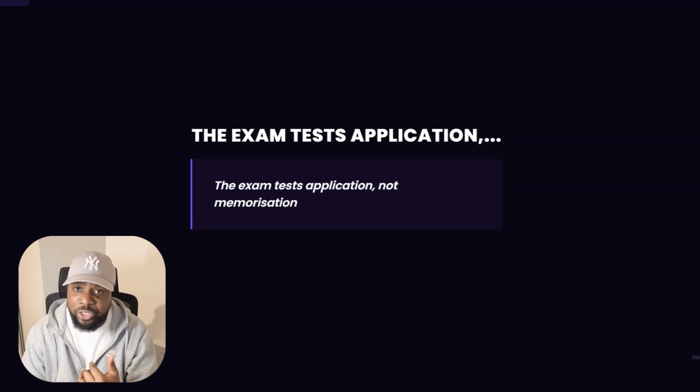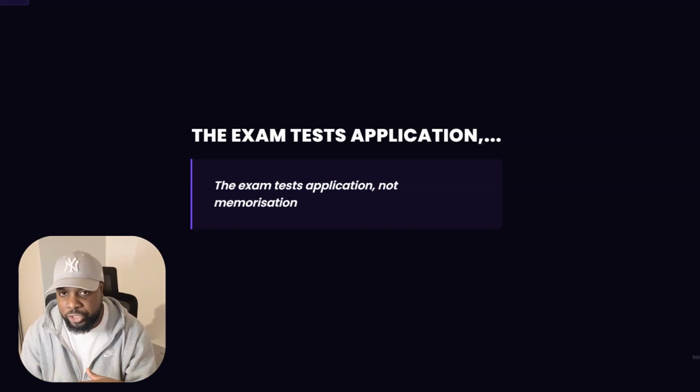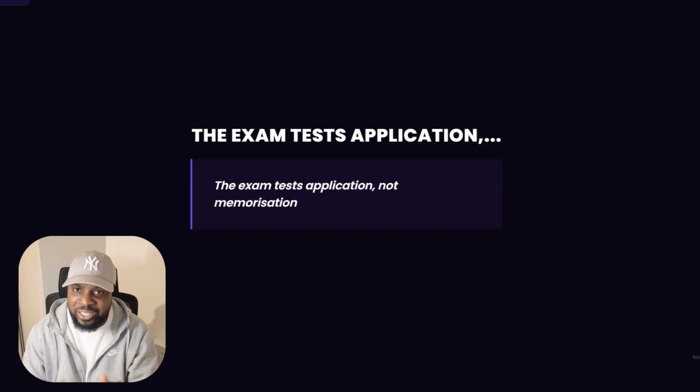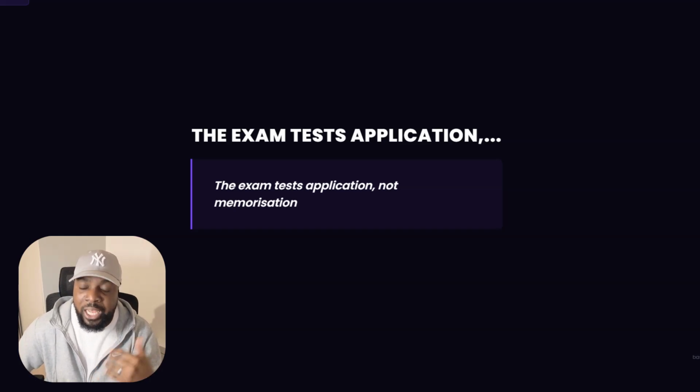The BCS Foundation is, not to get too technical, but it's designed around Bloom's taxonomy. So this is levels K1 and K2. K1 is remembering. That's your basic definitions. K2 is understanding and applying. That's taking those concepts and using them in a workplace scenario.